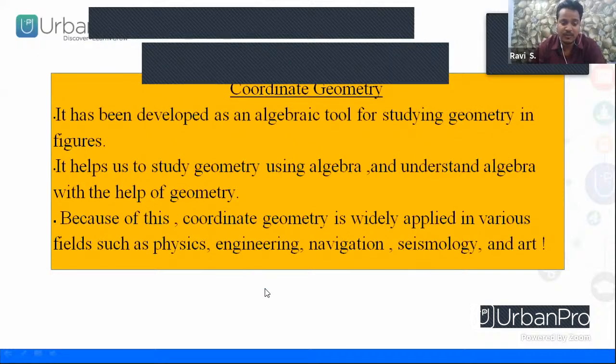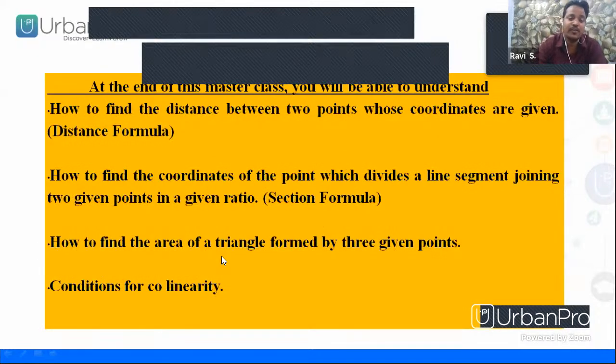Let me tell you one more thing. Today I will try to cover each and every part of coordinate geometry, but only as per class 10. If you need extra knowledge beyond these classes, you could take my classes, for which I will give you the link before the end of the class. So what I'm going to teach you today, what you will learn today.